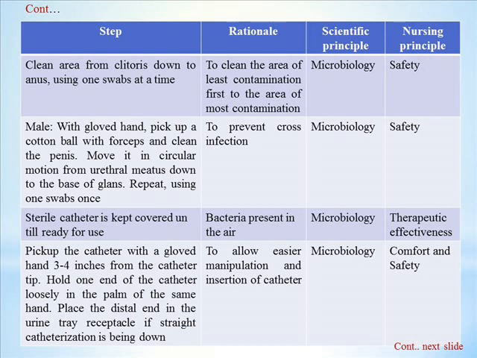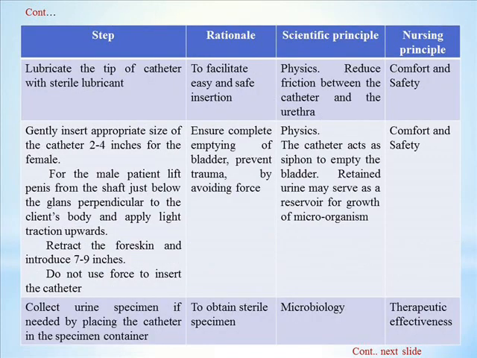Place the distal end in the urine tray receptacle if a straight catheterization is being done. This is to allow easier manipulation and insertion of the catheter for the patient's comfort and safety. Then lubricate the tip of the catheter with a sterile lubricant to facilitate easy and safe insertion in order to provide comfort and safety to the patient, because friction between the catheter and the urethra may cause discomfort.